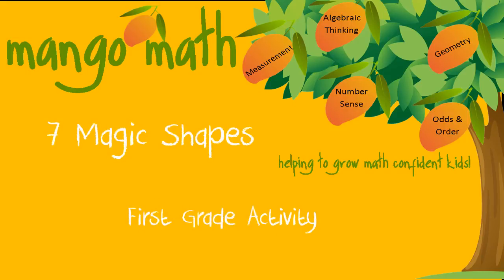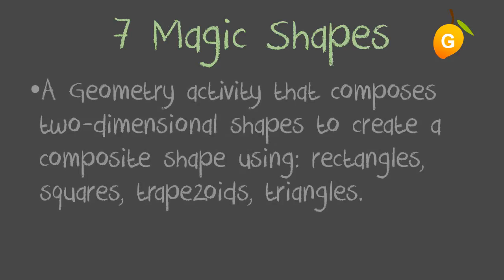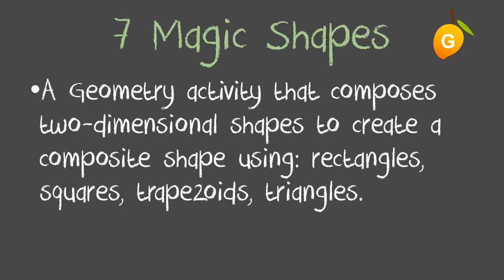Seven Magic Shapes, a first grade activity. Seven Magic Shapes is a geometry activity that composes two-dimensional shapes to create a composite shape using rectangles, squares, trapezoids, and triangles.